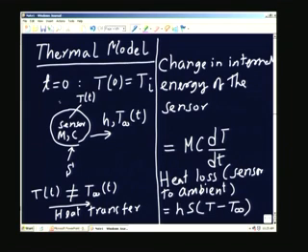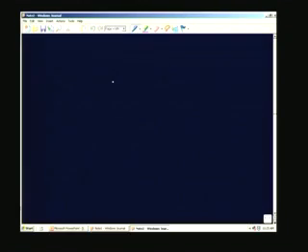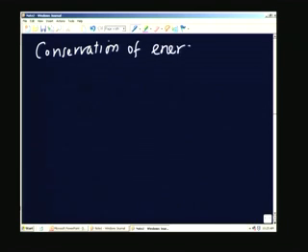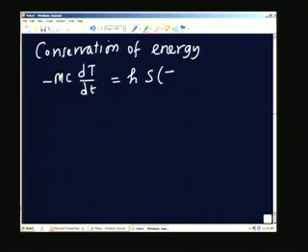So, the conservation of energy requires that the change in internal energy, which is minus mc dT by dt, must be equal to Hs into T minus T infinity.